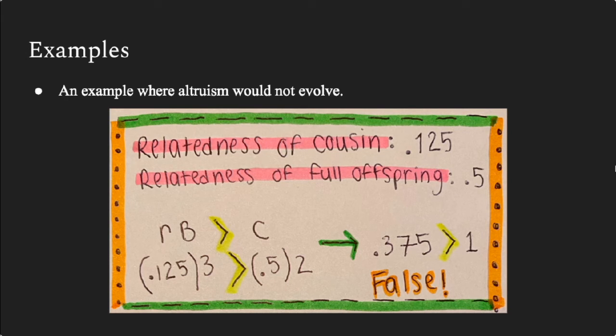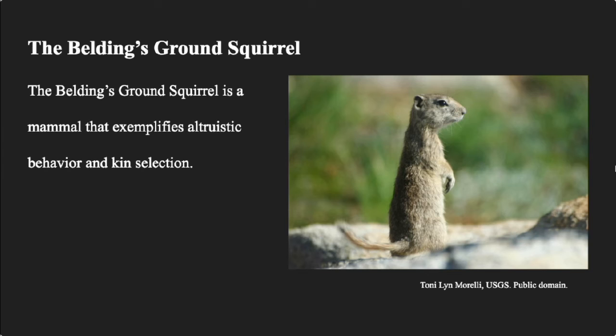Now, let us discuss kin selection in the animal kingdom. The Belding ground squirrel is a mammal that exemplifies altruistic behavior and kin selection. The squirrels all typically eat with one another. However, there is another squirrel looking for predators. They are called sentry. When this squirrel spots a predator, it sends out an alarm to alert the other squirrels to run away. This squirrel is putting itself in danger by sending out the alarm because the predator will be able to find it easier.